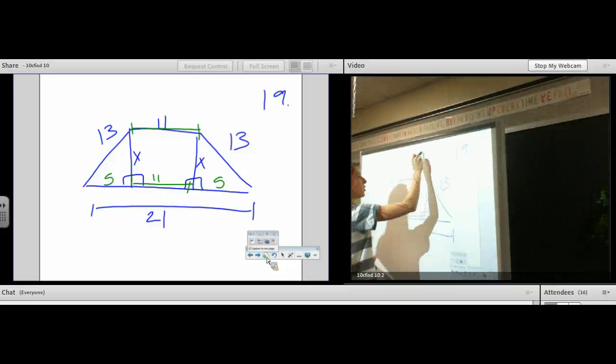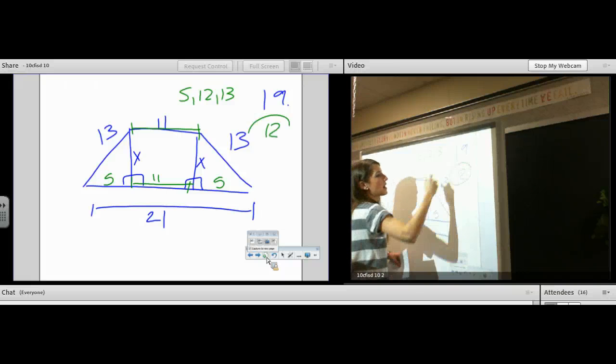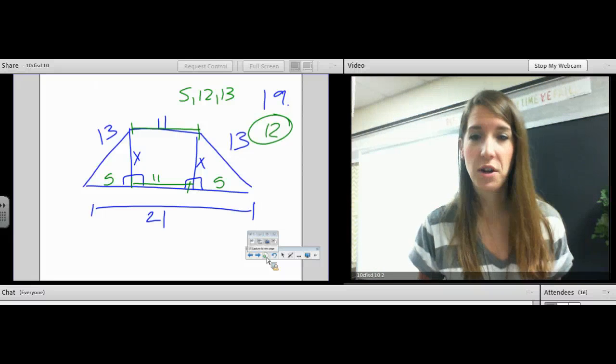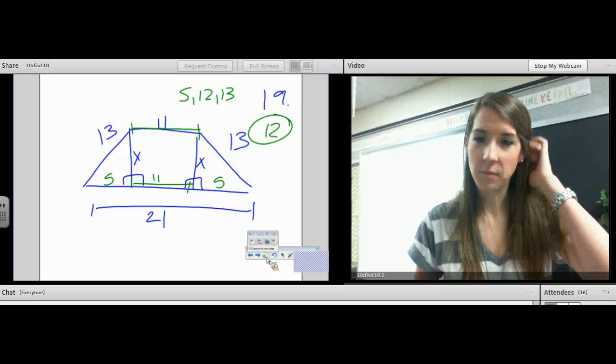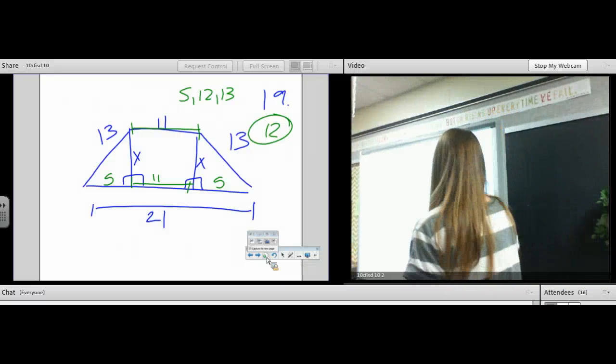And this is a Pythagorean triple. 5, 12, 13. I'm not even going to do Pythagorean theorem because it's one of your Pythagorean triples. I showed them yesterday, and if you memorize it, your life will be easier. But if you want to do Pythagorean theorem, you can. 12. Last one, number 20.